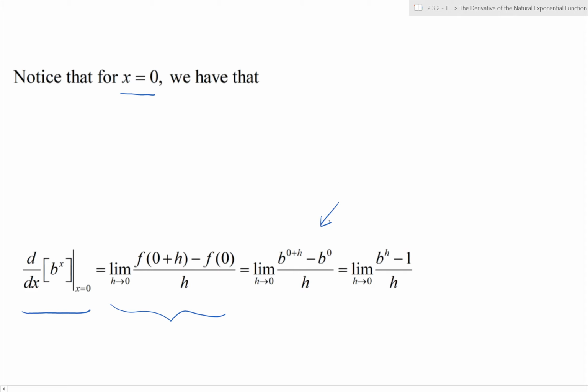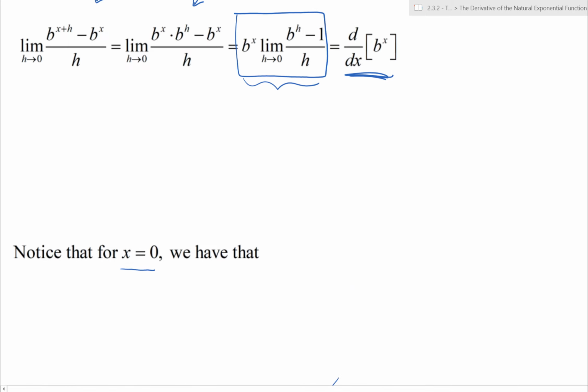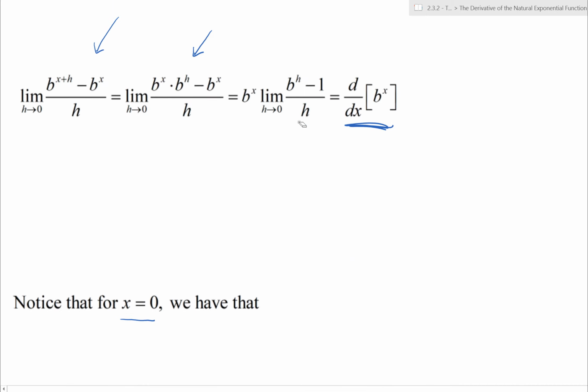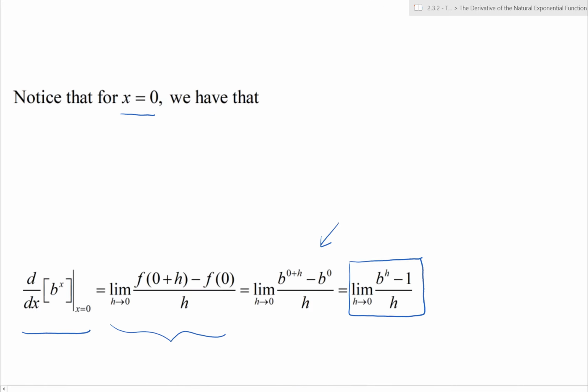Limit as h goes to 0 of b to the 0 plus h minus b to the 0, divided by h. And what are we left with? Well, b to the 0 is 1, and b to the 0 plus h is just b to the h, so it's the same as the limit as h goes to 0 of b to the h minus 1 over h. Okay, well, that's great, but remember, we saw that limit right there, right? And we just showed that that limit is really the derivative of the exponential function b to the x when x is 0.